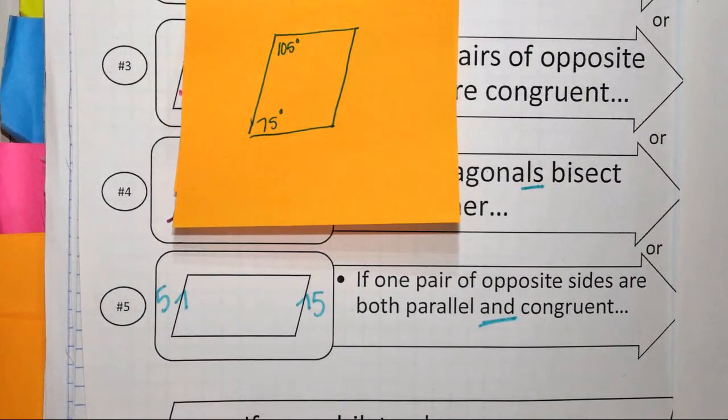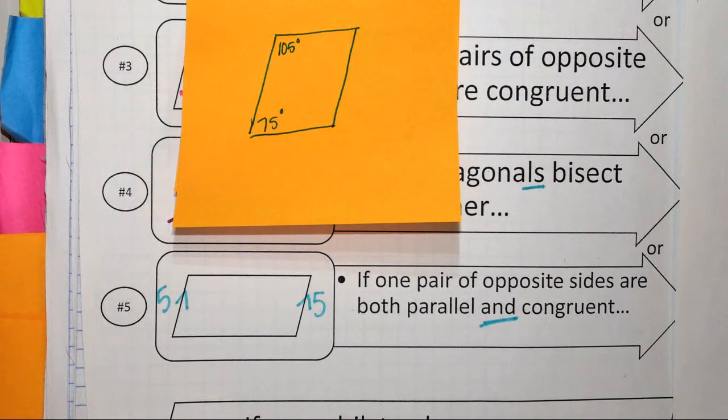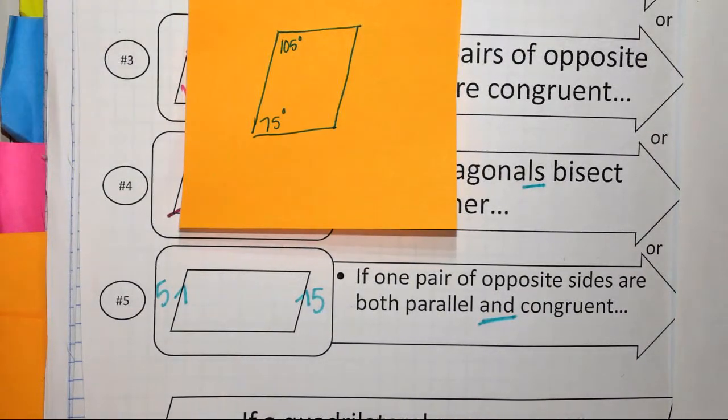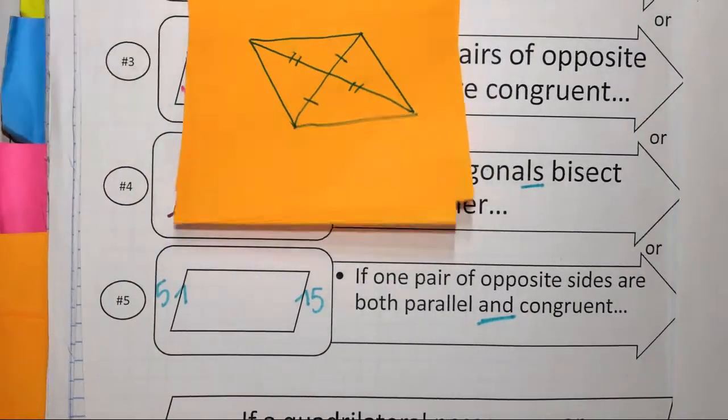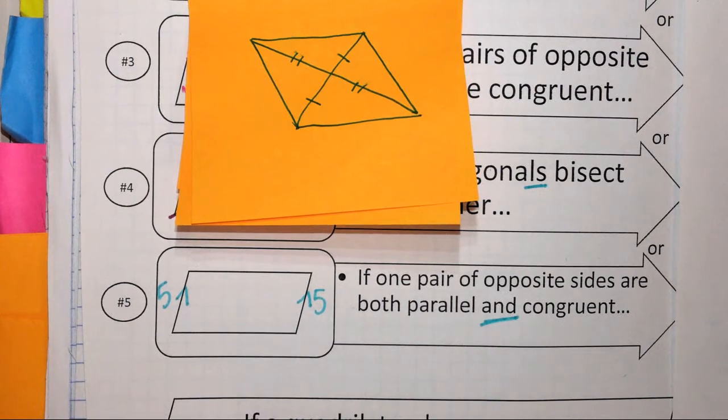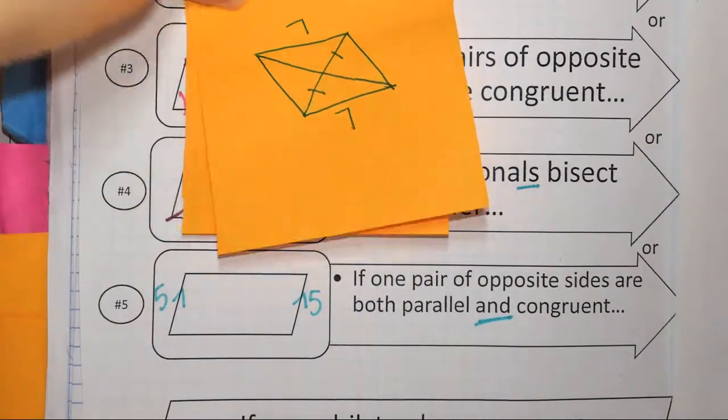Also, sides. We don't have anything about sides here. Alright, what about this one? Yes. Why? What test does that pass? The bisection. Bisection of diagonals, number 4. Awesome. Alright, what about this one?